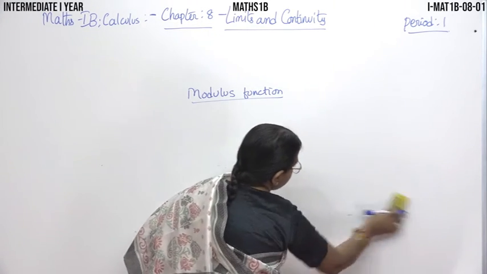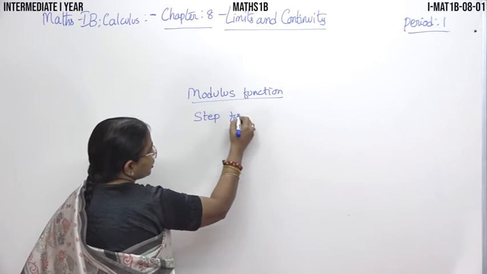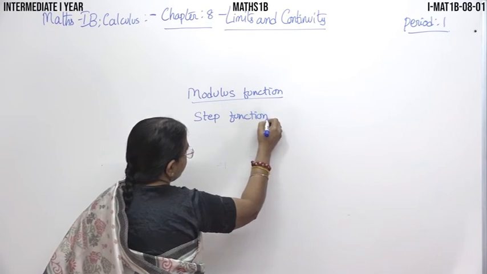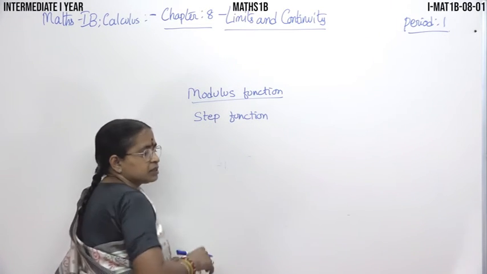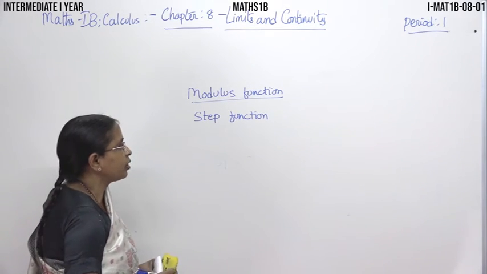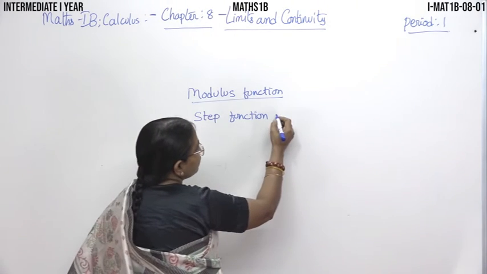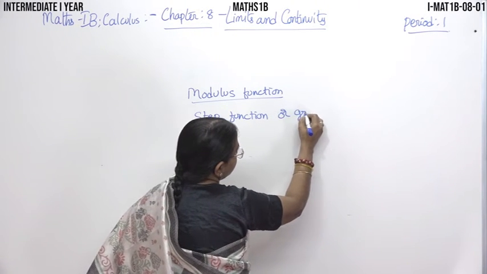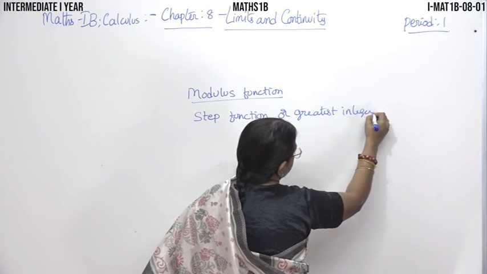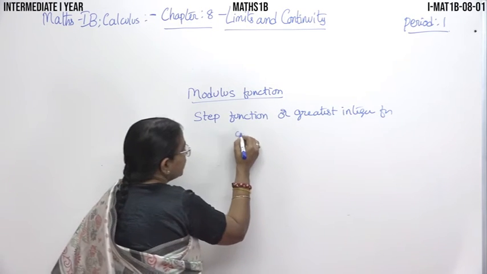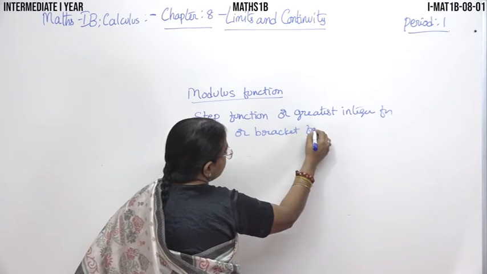Okay, next is step function or greatest integer function. Step function. This is again very important. We need it in 2-3 problems. This modulus function, step function, we need in some 3-4 problems. So I'll write the definition. You can understand. A step function or greatest integer function, or it is also called as bracket function.